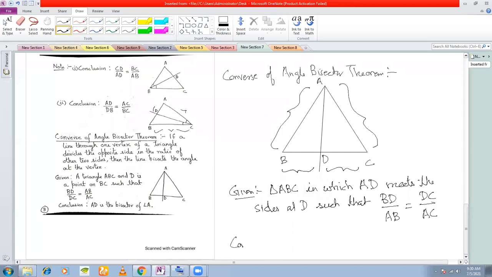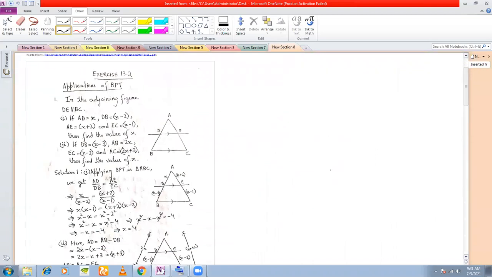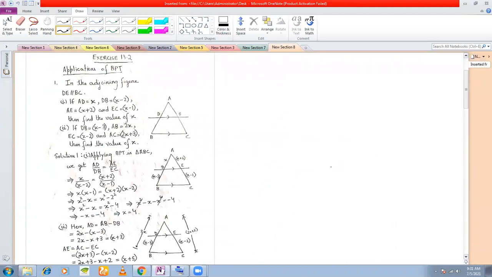Then what can you conclude? Your conclusion will be that AD is the bisector of angle A. Okay, clear with this? No problem. This is all what you have to know. Okay, so let's do some applications of BPT. Just one application to start with.